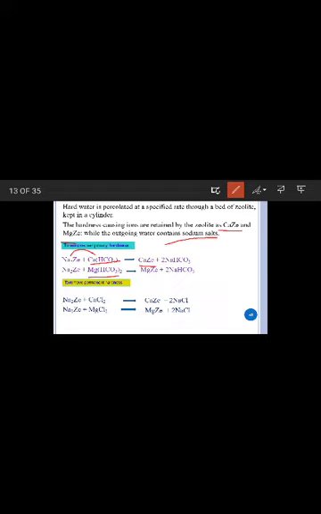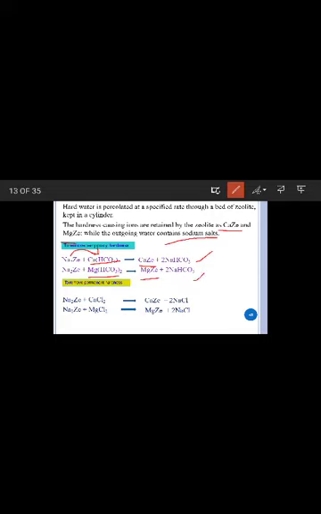The sodium zeolite exchanges its sodium with the calcium, converting into calcium zeolite, and there will be formation of sodium bicarbonate. In the same way, the sodium zeolite combines with magnesium bicarbonate and gives out magnesium zeolite as well as sodium bicarbonate salts.